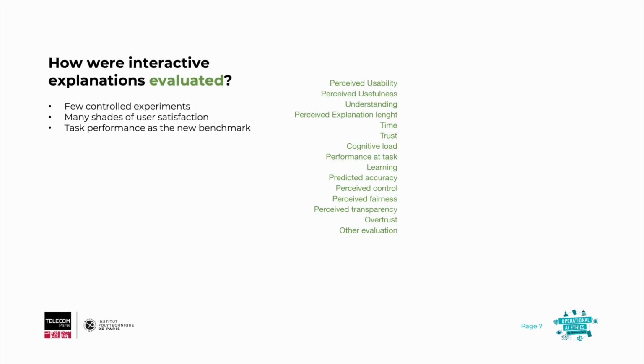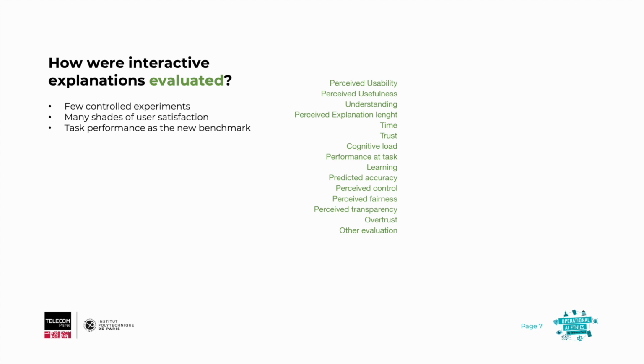Our analysis also revealed insights about how interactive explanations were evaluated with users. We listed the different metrics and questionnaires used in our corpus to measure different user-based concepts. Many papers did not use any control conditions. 9 studies compared interactive to static explanations, and 13 compared interactive to no explanation at all.